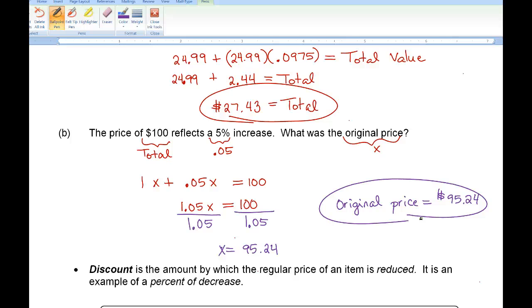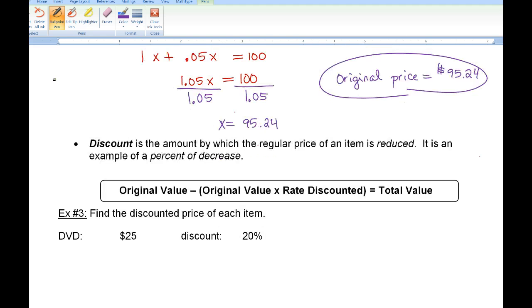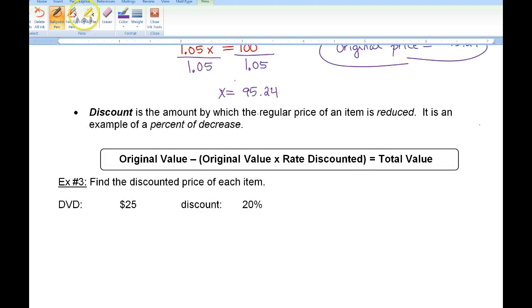Okay, so the next one we're going to look at is, instead of sales tax, the discount, which we like better, right? So this is when the regular price is reduced, that's our discount. So original, and we're going to take away the original value times the discount, and we'll get the total value.